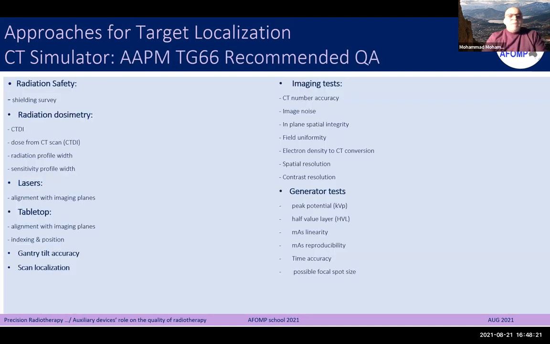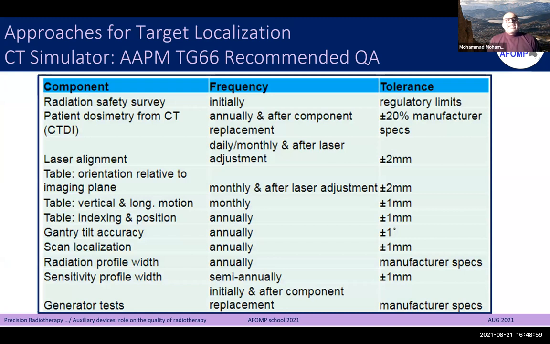What sort of tests are required based on the TG66 AAPM report? You can see that from radiation safety, radiation dosimetry, laser, tabletop, and imaging sections, lots of issues should be controlled, including CT number accuracy and field uniformity, electron density to CT conversion, and some engineering jobs, including peak potential and half value layer or beam energy, mAs or mA, or current linearity and reproducibility. Several tests are listed in TG66, and you can see that the frequency can be from daily to monthly and annually, and tolerances are really good.